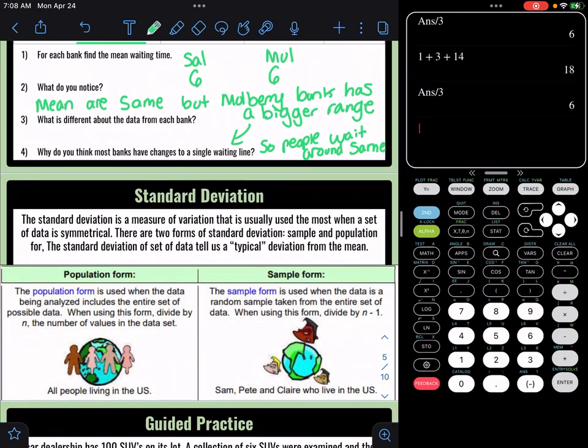Alright. Now, standard deviation is a measure of variation that is usually used the most when a set of data is symmetrical. Therefore, two forms of standard deviation, sample and population, are used. The standard deviation of a set of data tells us the typical deviation from the mean. How much different is this from the middle number? So, population. The population is used when the data being analyzed includes the entire set of possible data. So if you're analyzing all the people in the U.S., you would use population. But if we're only using a few people from the U.S., then we would use the sample.